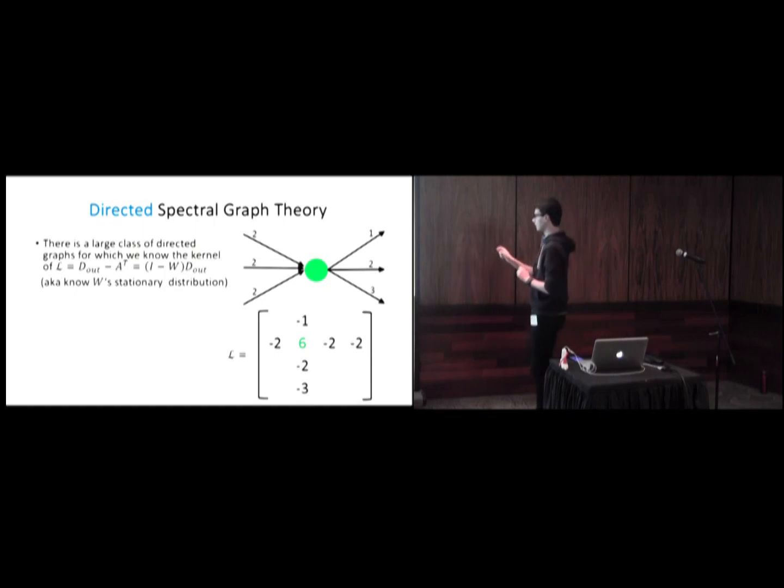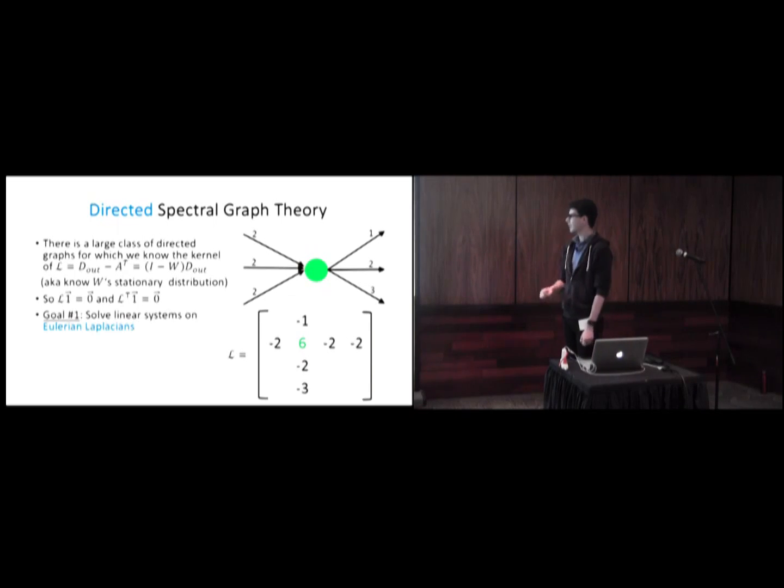As you can see, because my graph is Eulerian, first of all, notice that the column sum is 0, just by definition. But because the graph is Eulerian, the row sum is also 0, because the sum of the weights of what enters equals the sum of weights of what leaves, so therefore I get 0. This tells me that the all ones vector lies in both the kernel and the co-kernel of that matrix. So I know the kernel, so now I have some hope of solving linear systems. So the first goal will be to solve linear systems on directed Laplacians associated to Eulerian graphs.